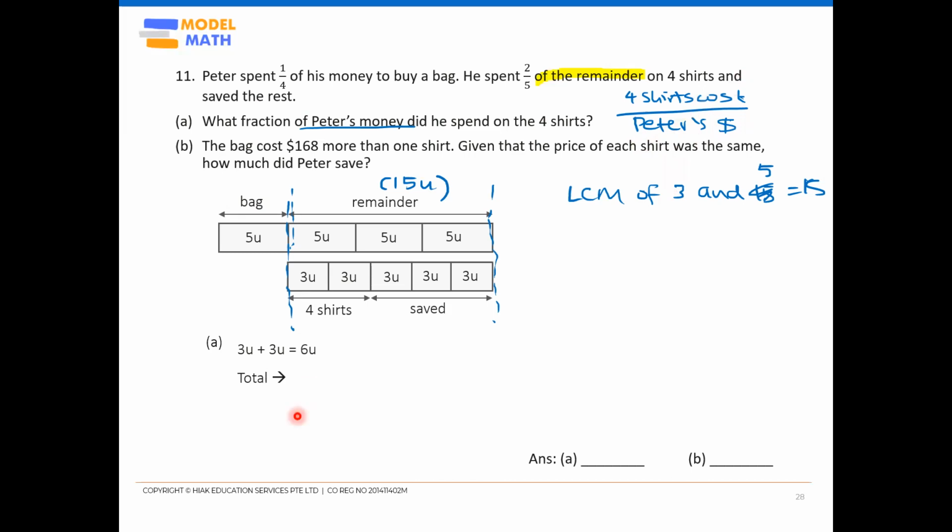All right, so the total cost for Peter's money, if you look at the top, that will be his total. 5, 5, 5, 5, that will be 4 sets of 5U. That'll be 20 units, right? So there you go. You can create a fraction 6 out of 20. Remember to simplify it, 3 out of 10. And that's for part A.